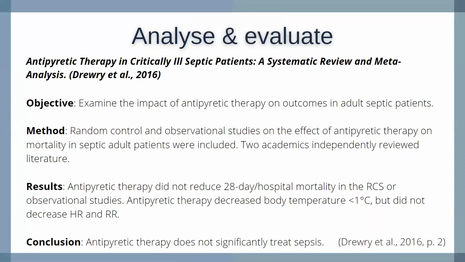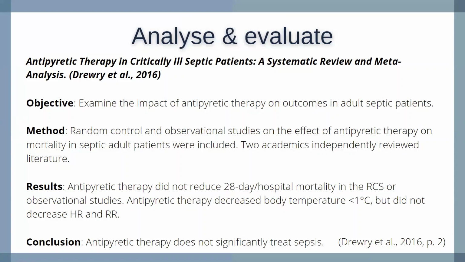So the objective it outlined was to examine the impact of antipyretic therapy on outcomes in adult septic patients. The method they used was that randomised control trials and observational studies on the effect of antipyretic therapy on mortality in septic adult patients were included. So everything else was excluded. So it's just adults with sepsis. And two academics independently reviewed the literature.